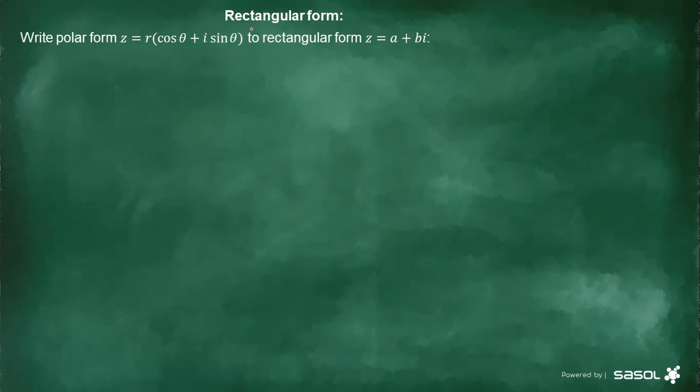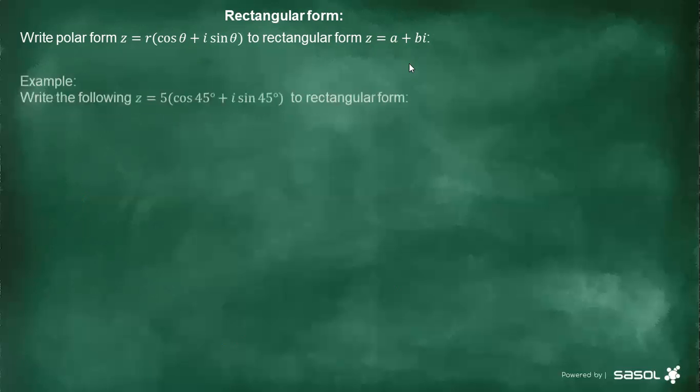Right, polar to rectangular. Now we remember earlier on I did explain that we'll do vice versa, and then we were converting from rectangular to polar. Now we change. We then have to write it from polar to rectangular form. Let's see how we do that.